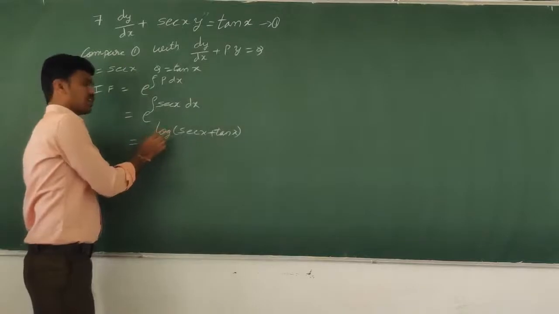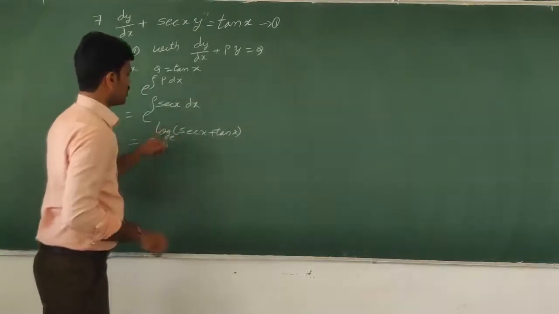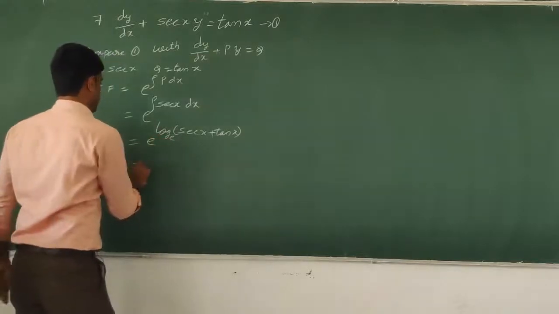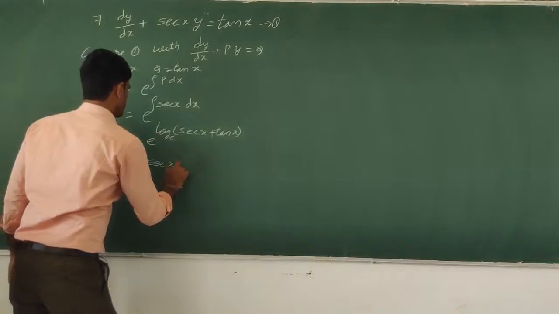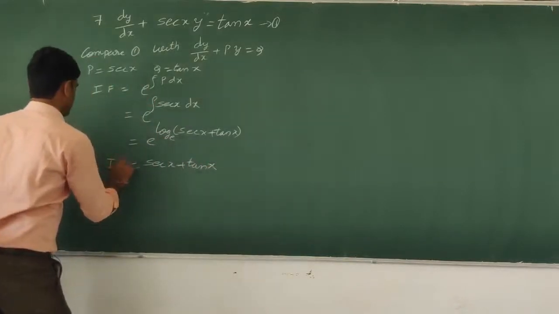Now the exponential and the log have the same base, so those two get cancelled. Finally we have secant x plus tan x. So this is our integrating factor.